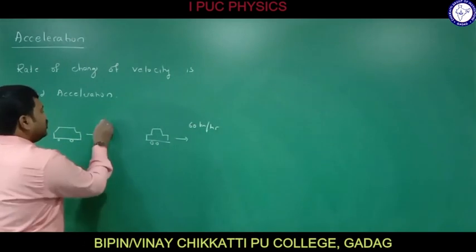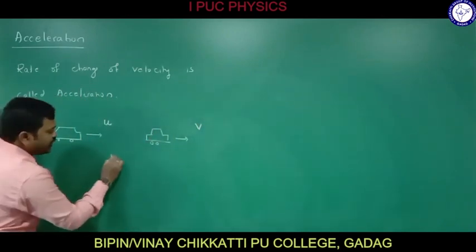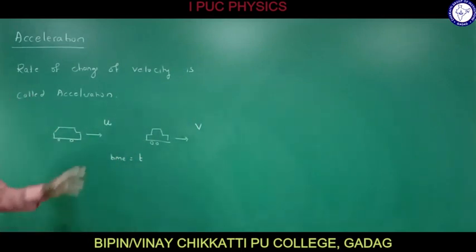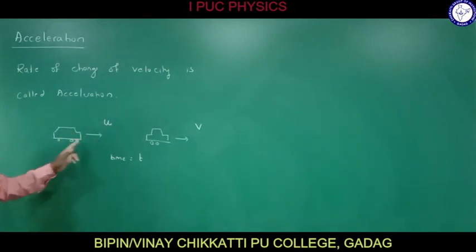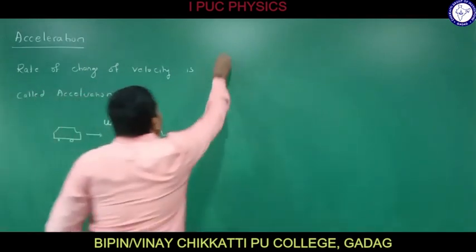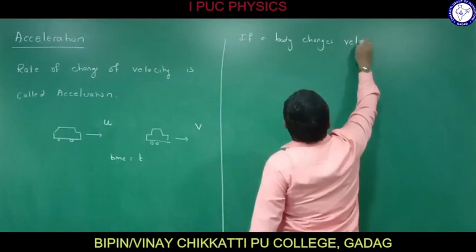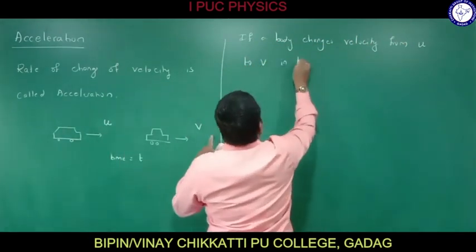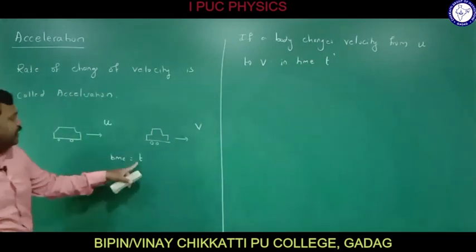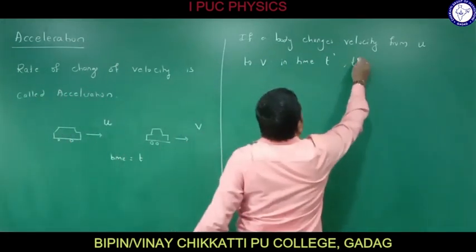Let me take the initial velocity as u and the final velocity as v, and the time taken for this change as t. So let u and v be the initial and final velocities of the body, after time t. If a body changes velocity from u to v in time t, then what is the acceleration?